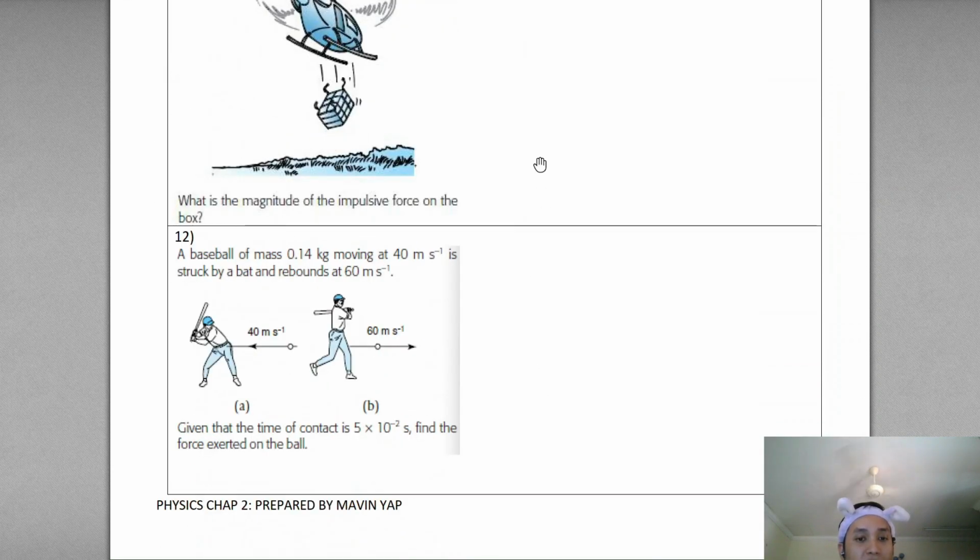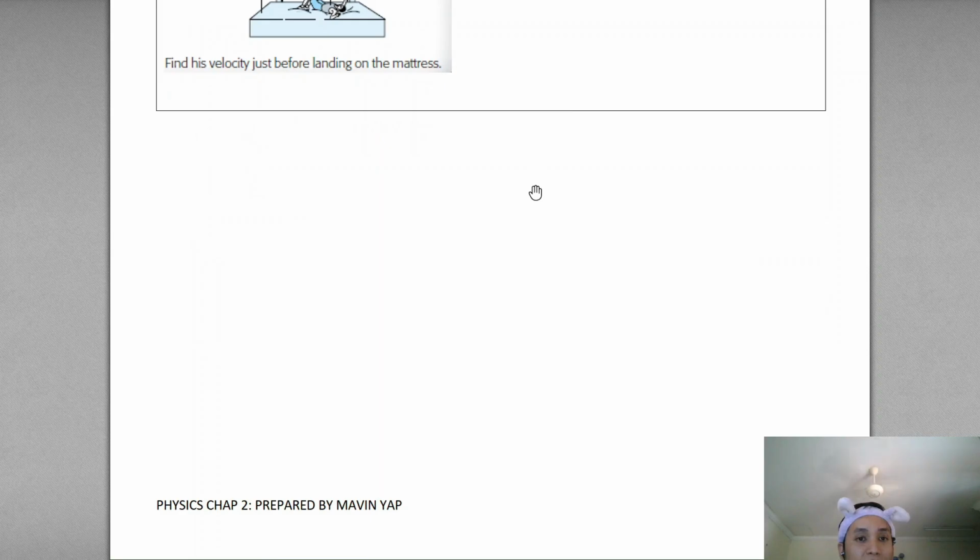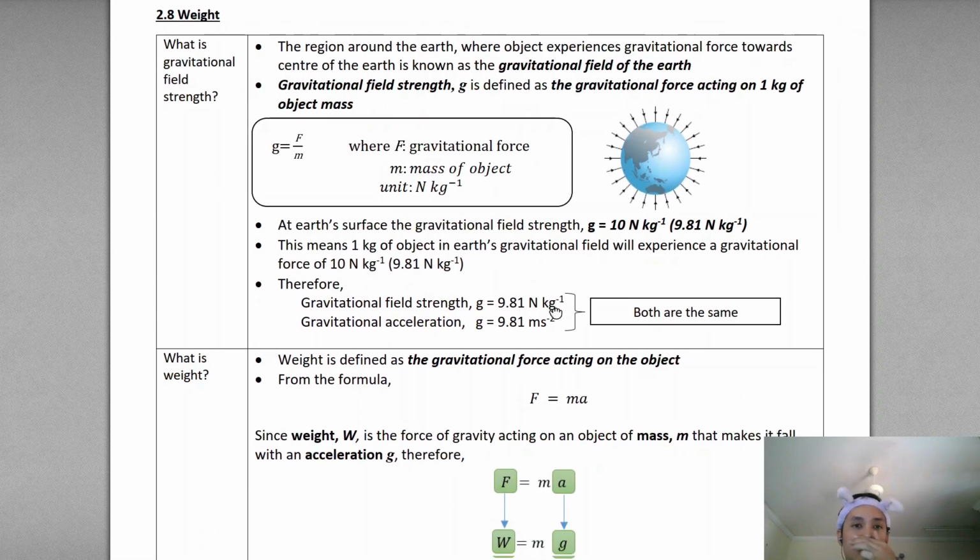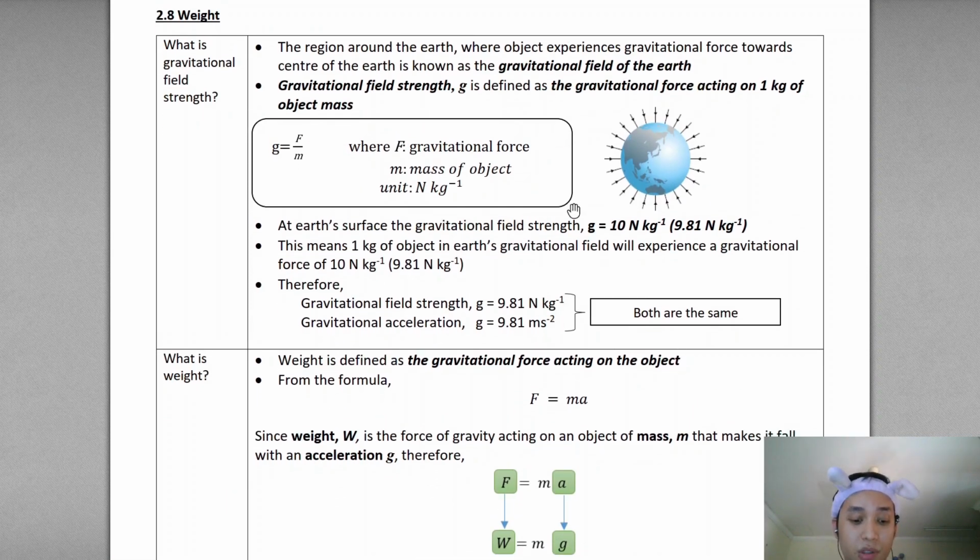Alright, so next we are going to go into the next part, which is weight. This is the final part of chapter 2. You have learned this a little bit before during your Form 2 when we learned about forces. Remember that weight is a type of force that pulls you downwards. Weight is a force that always goes downwards. It's a force, so your unit must be in newtons.